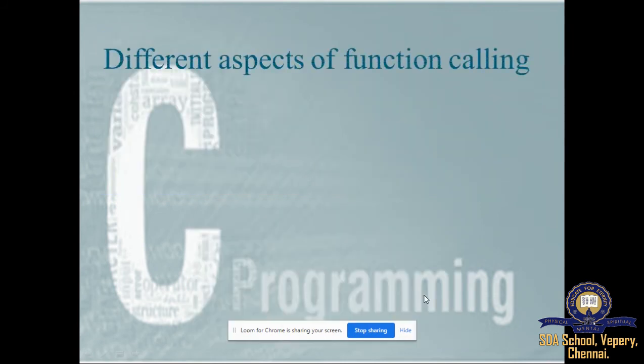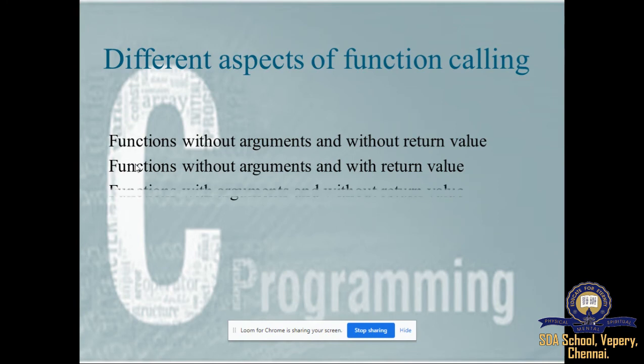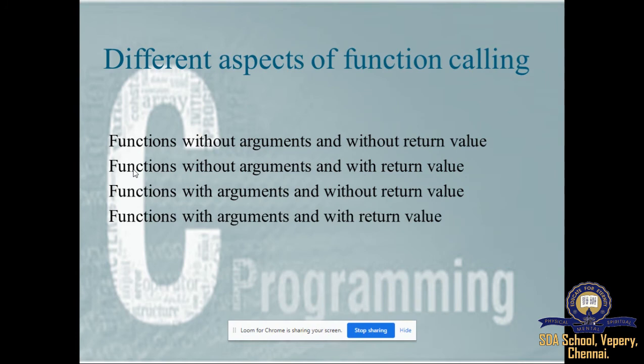Okay. So, different aspects of function calling. What are the different aspects of function calling you have? You can call a function without arguments and without return value. And then you can call a function without arguments and with return value. So first, there are no arguments and no return value. Second, you have arguments and a return value. Third, you have arguments and no return value. And you have both arguments and return value. All these things are the aspects of function calling.